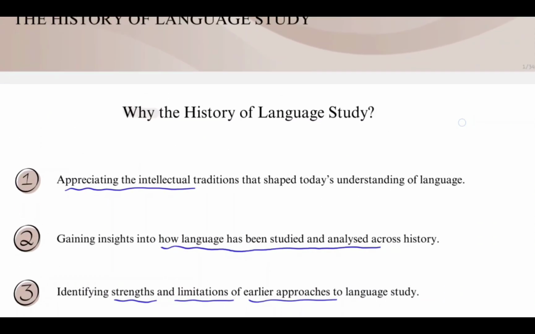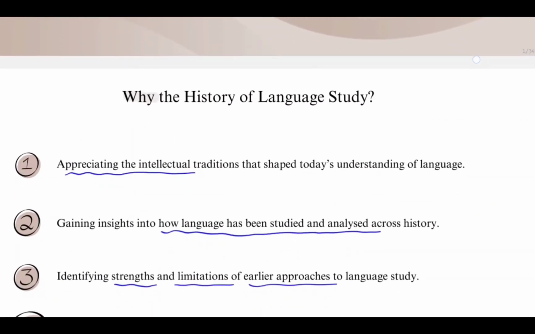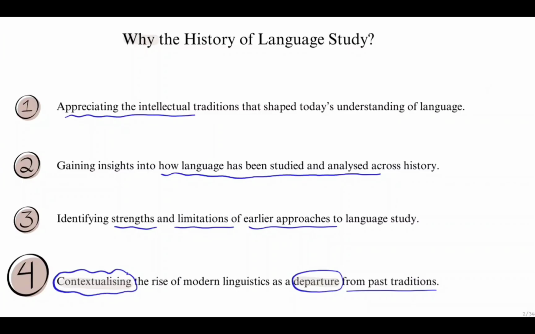Alright, when tackling the history of language study, we generally do this to appreciate the intellectual traditions that shape today's understanding of language, to gain insights into how language has been studied and analyzed across history, to identify strengths and limitations of earlier approaches to language study, but most importantly, to contextualize the rise of modern linguistics as a departure from past traditions.